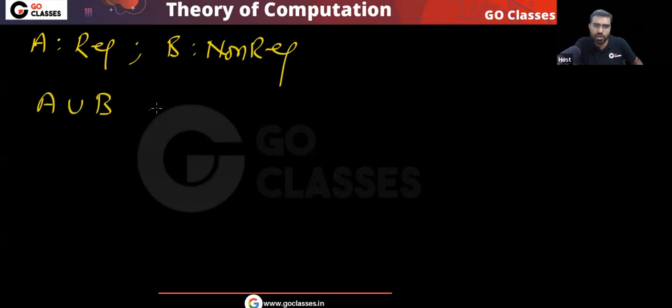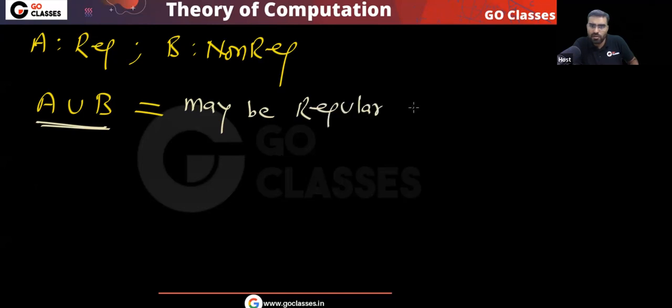What can you say about A union B? A is regular, B is non-regular. What can you say about A union B? This may be regular or this may not be regular. Agree? This may be regular or non-regular.